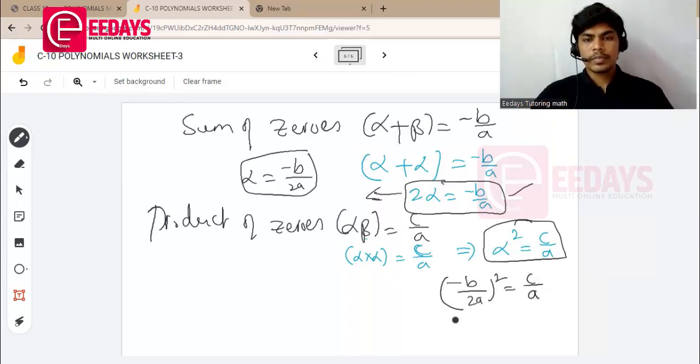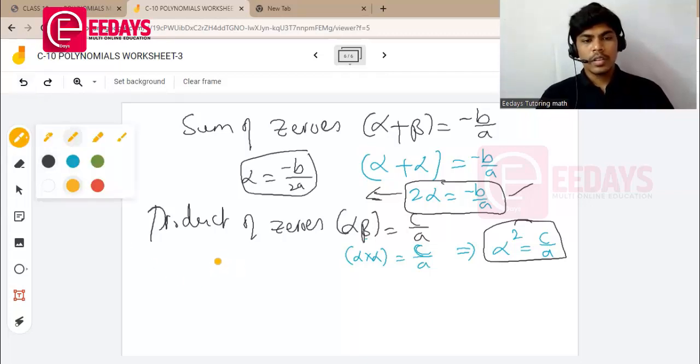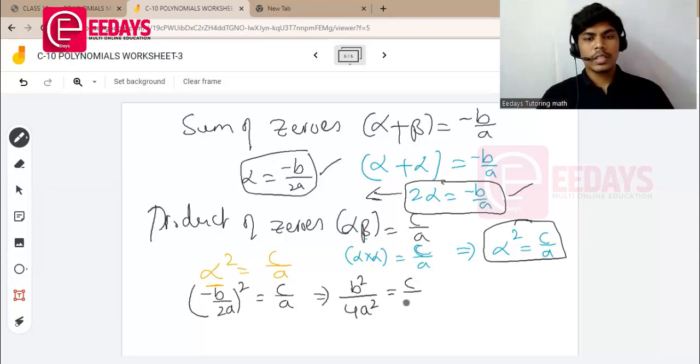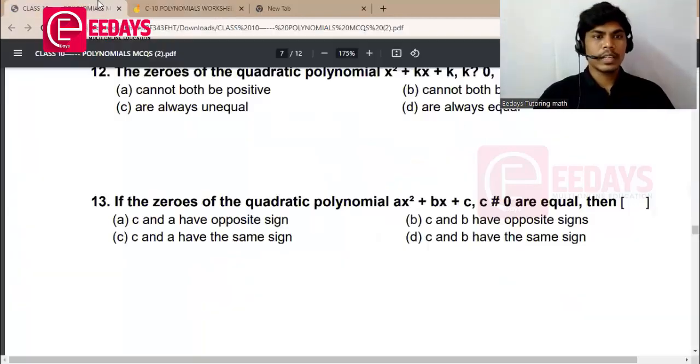Try to understand, everyone. I hope everyone understood. Any doubts? Okay, for your reference, I'm writing again. Alpha square is equal to c by a, I got. In the place of alpha, I'm substituting minus b by 2a, so minus b by 2a whole square is equal to c by a. Minus b whole square is nothing but b square. 2a whole square is nothing but 4a square, equal to c by a. If you cancel further, a gets cancelled. We are left with b square is equal to 4ac.